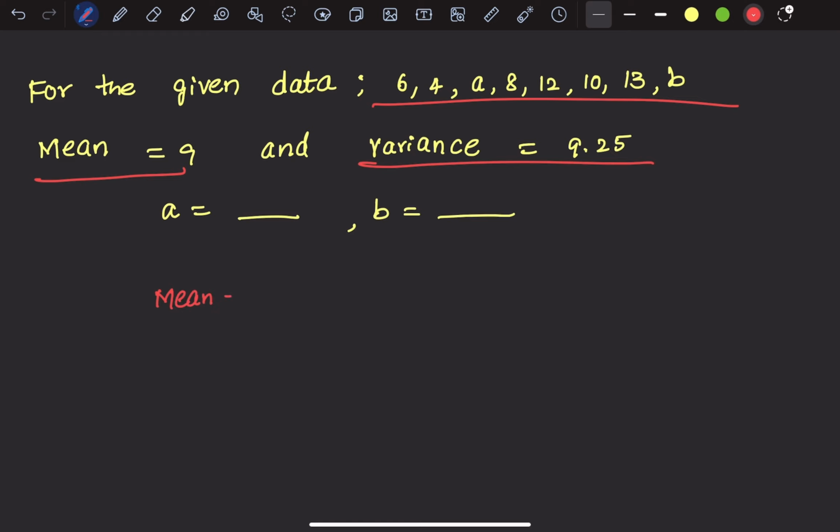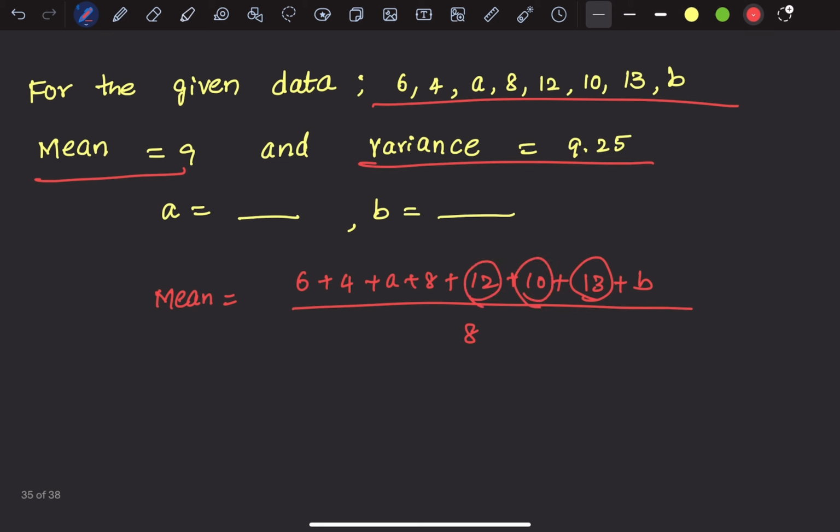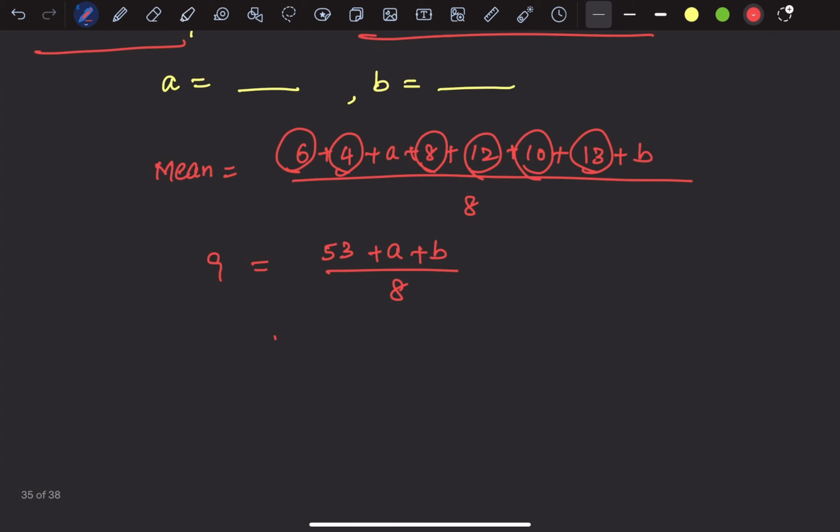The mean is the sum of observations divided by the number of observations. So 6 plus 4 plus A plus 8 plus 12 plus 10 plus 13 plus B, divided by the number of observations, which is 8. 13 plus 12 is 25, plus 10 is 35, plus 10 is 45, plus 8 is 53. So 53 plus A plus B upon 8 is 9. So A plus B is equal to 9 times 8, which is 72, minus 53. So this is 19. So A plus B is 19.